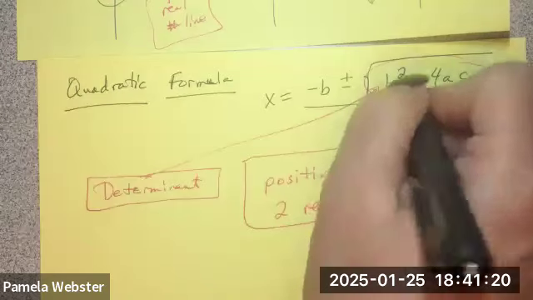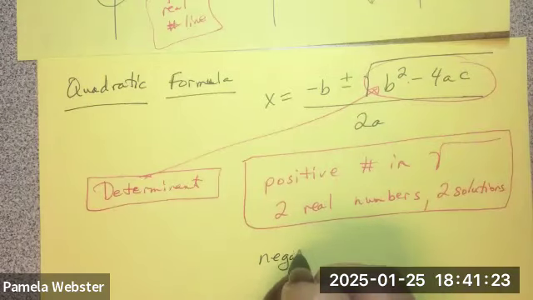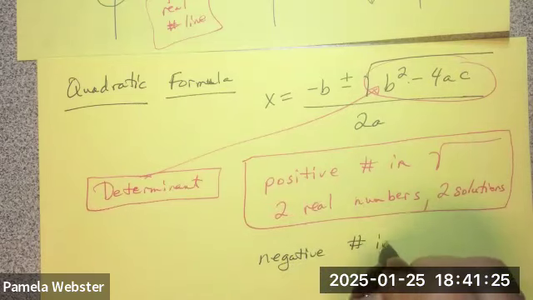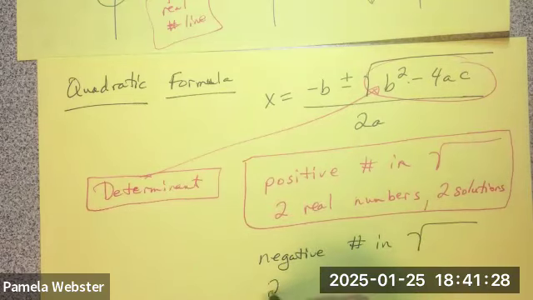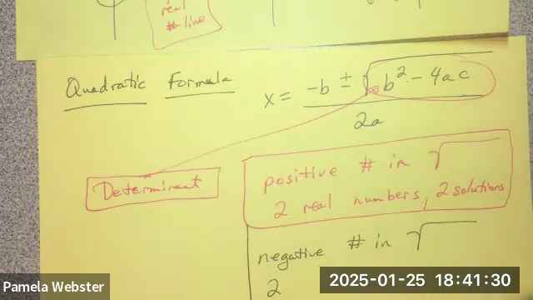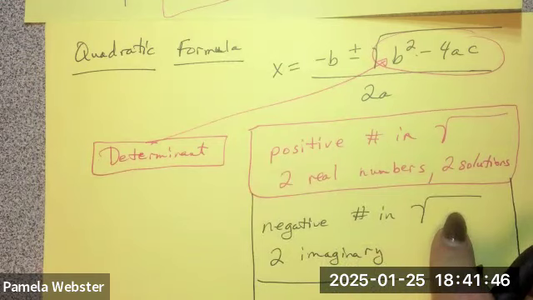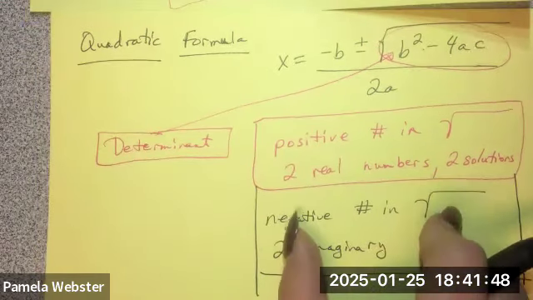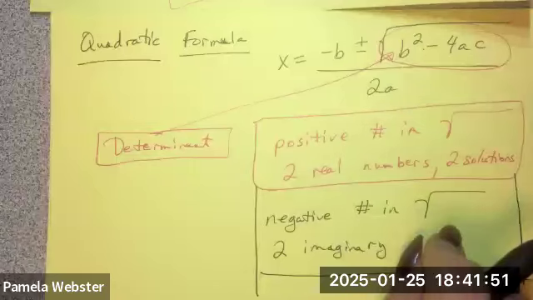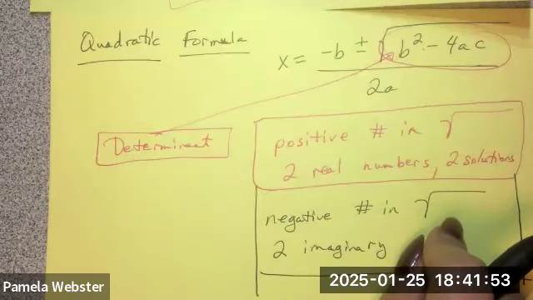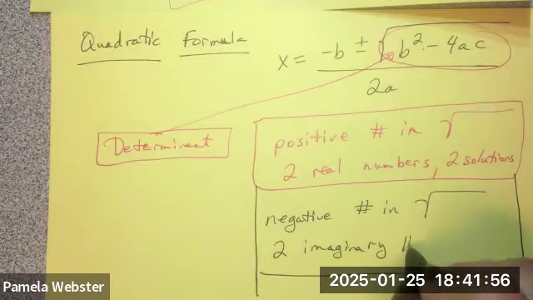Well, what if it's negative? A negative number inside the square root. Now, we haven't talked about this yet, except for when we deal with the domain, right? But we'll have two imaginary numbers. Like, say it was the square root of negative 4, because it's a negative number in there, then I'll get 2i, which is two imaginary numbers.